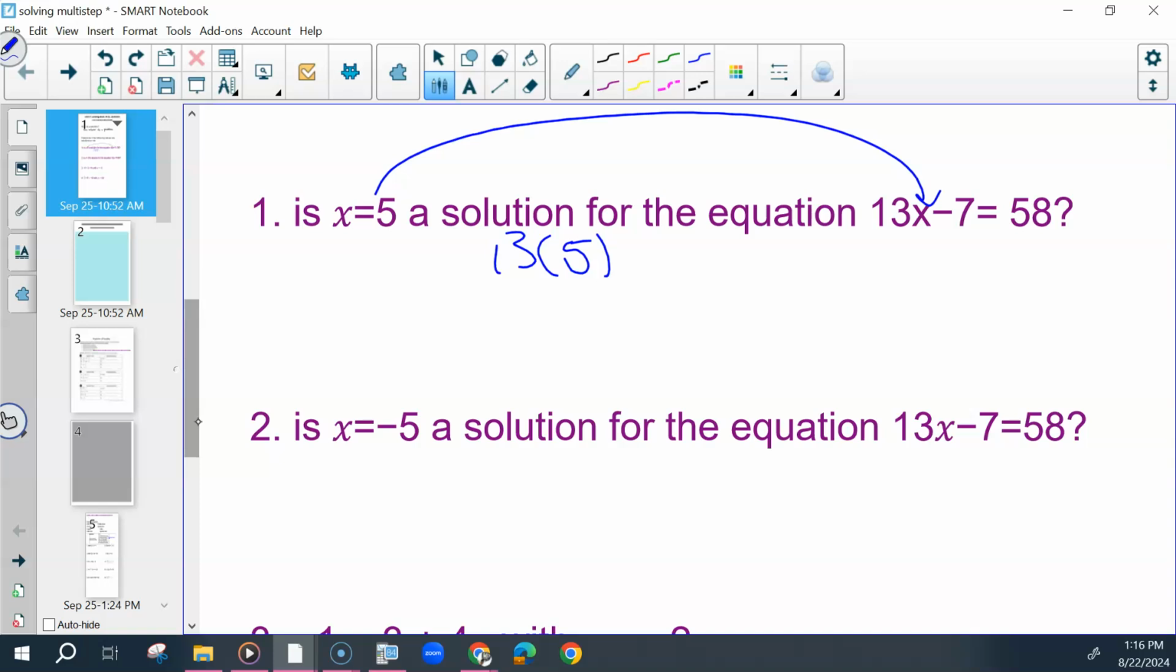So we are going to take that number and we're going to put it back into the variable. I'm just going to use parentheses. You could use a dot. Try not to use the x for multiplication. So 13 times 5, and then I'm just going to write everything else. And then we're going to solve it like that. So go ahead and multiply on your calculator. If you didn't grab a calculator, go do that. 13 times 5. Tell me what you get.